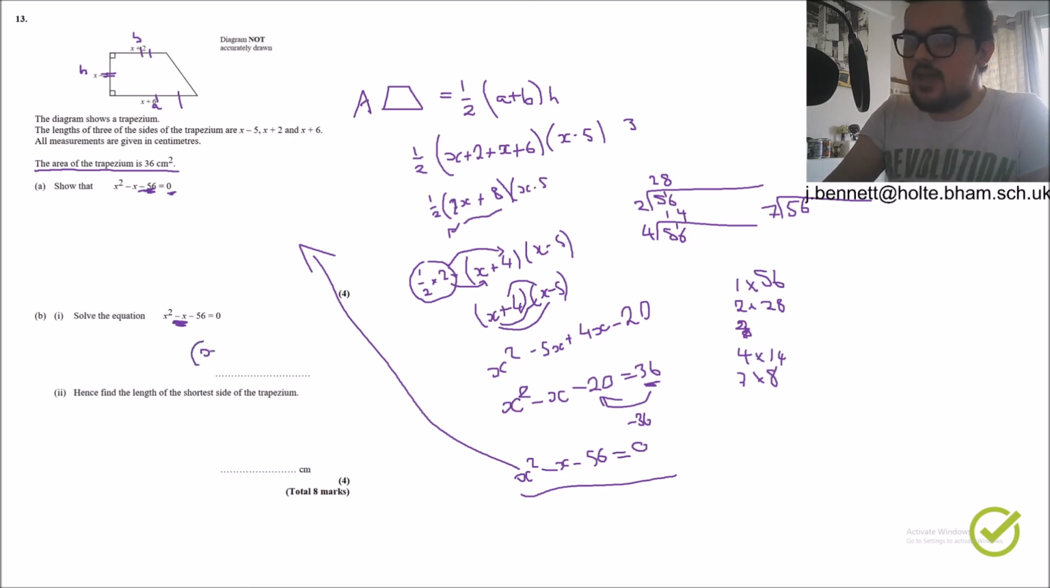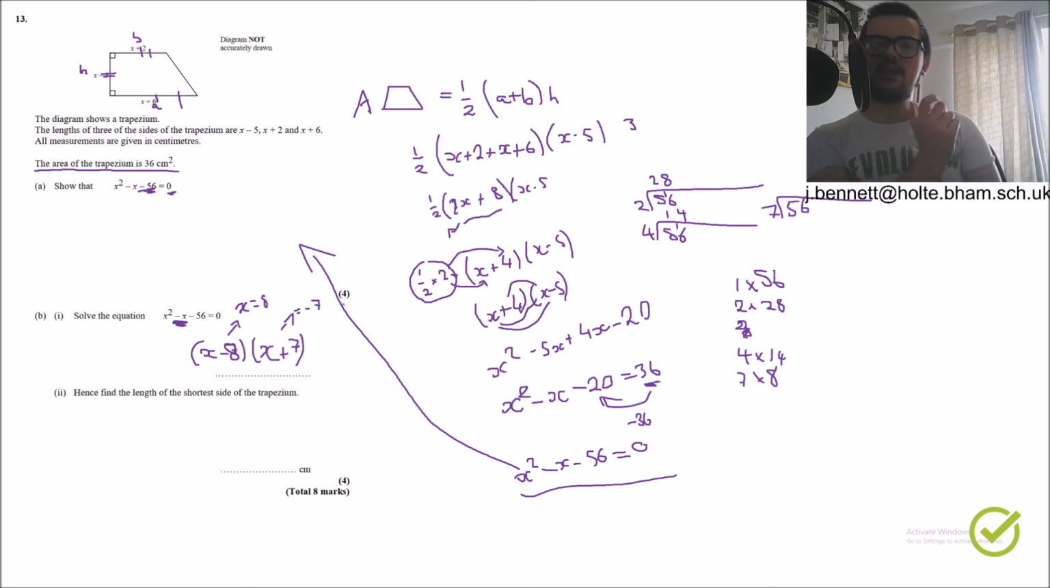So we have x minus 7, and we have x. Oh no, sorry, I've done it exactly wrong. (x - 8)(x + 7). We want to solve this, so x equals 8 or x equals minus 7. Now, can I just leave that as it is?